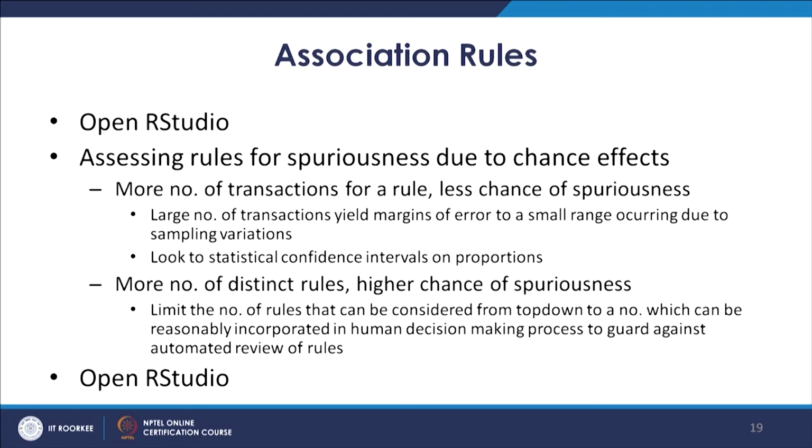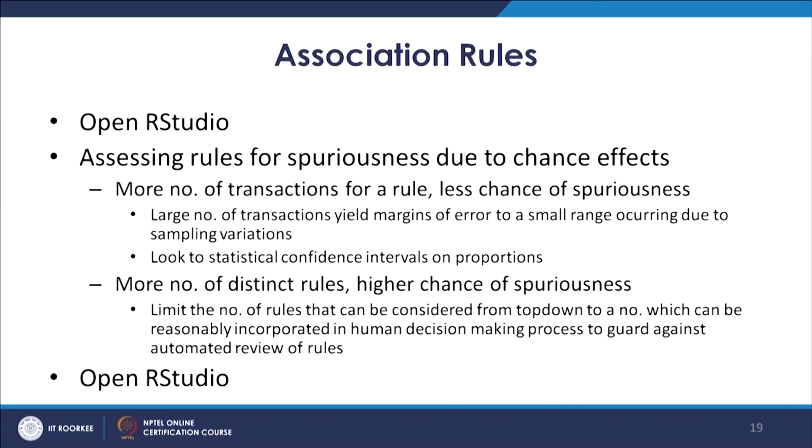So, how do we overcome this problem? What we can do is limit the number of rules that can be considered from the top down. In the list sorted using the lift ratio, from the top down, we can limit the number of rules that are to be considered for implementation depending on what can be reasonably incorporated in a human decision making process. So, all this is to guard against the automated review of rules that we have.